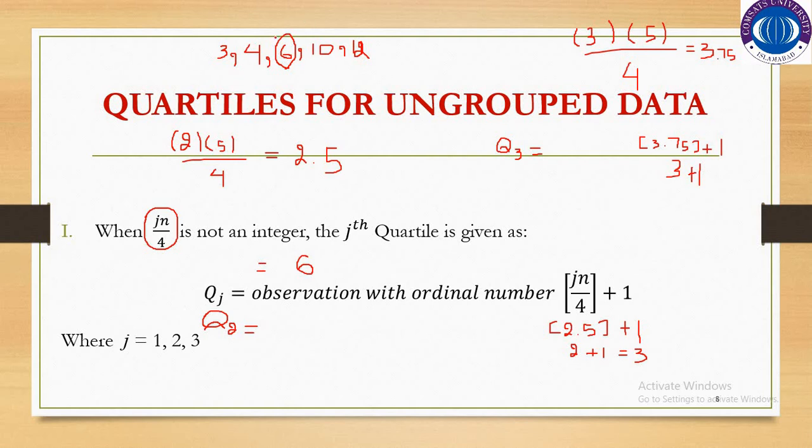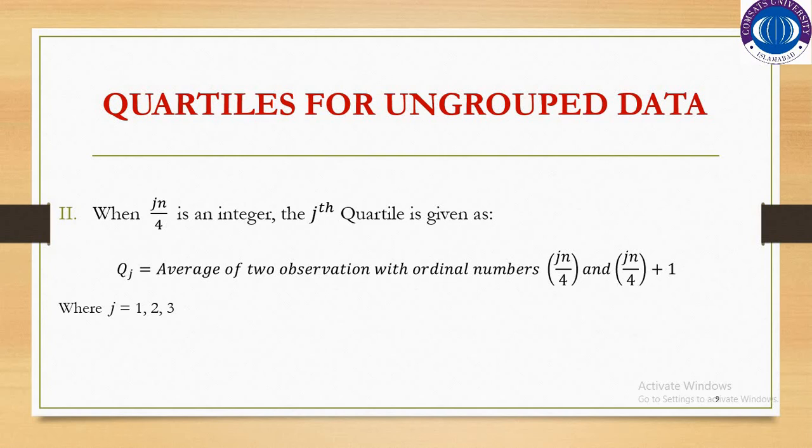And if you go through this data, 1, 2, 3, 4. So this is the point which is Q3. So Q3 is equal to 10. So this is the way to find out the first, second and third quartile in case when j into n by 4 is not an integer.